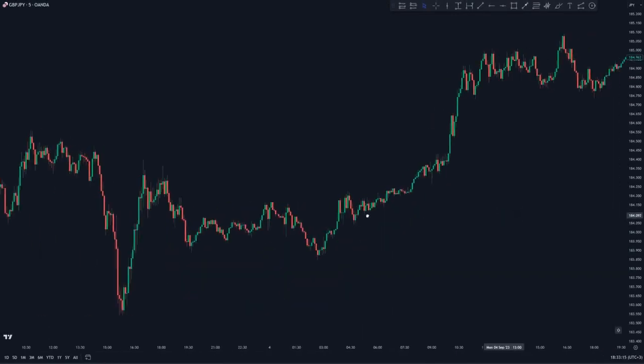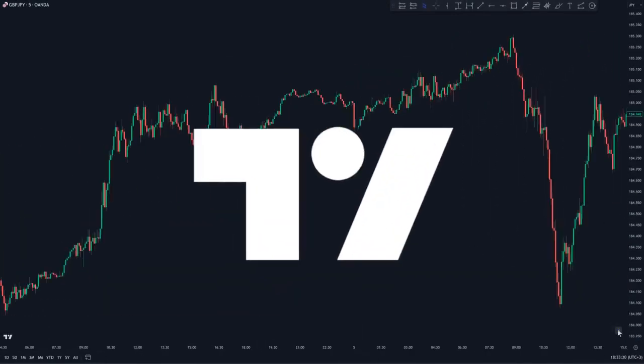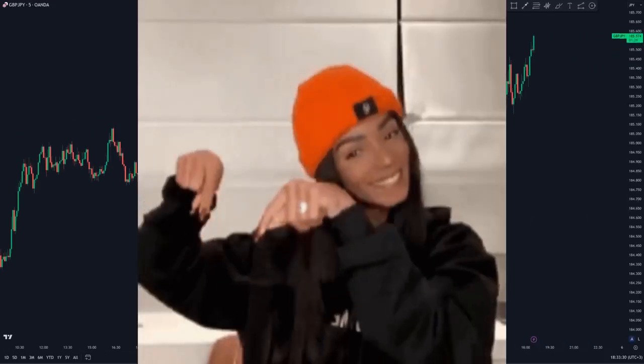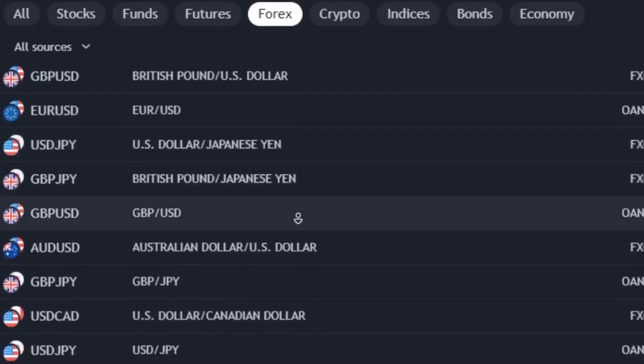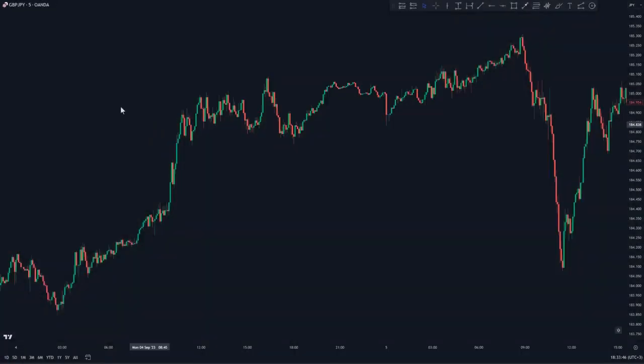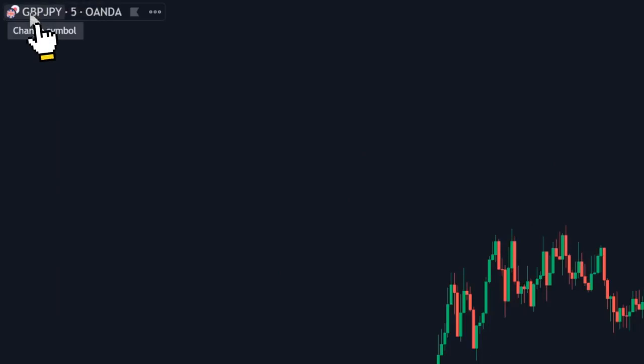Let's get into it. Now, to incorporate this indicator on your chart, start by heading over to tradingview.com. If you're not registered, you can find the sign up link in the video description. Then once you're in, choose any forex pair or trading security of your choice. For me, I'm going to be using the 5-minute time frame of GBP/JPY.